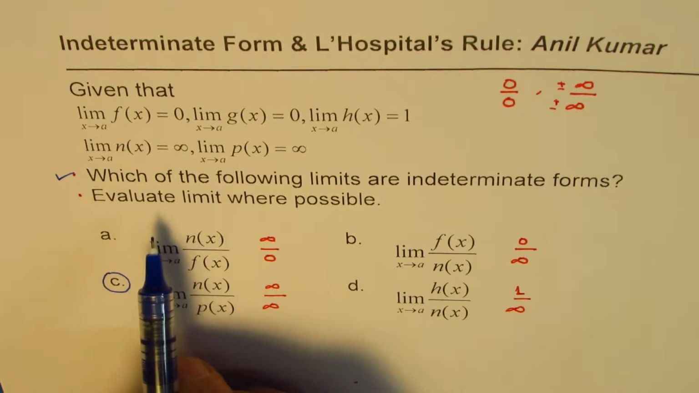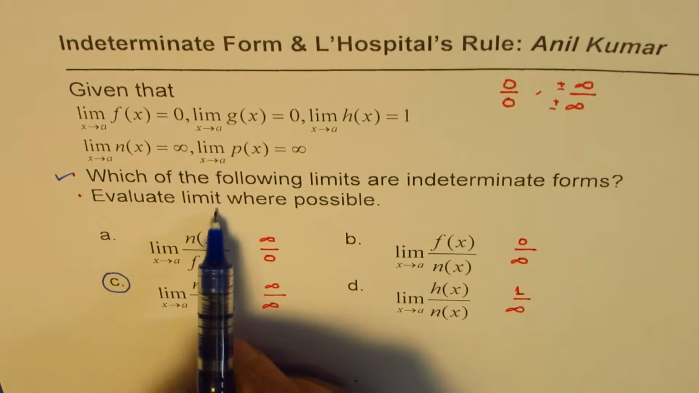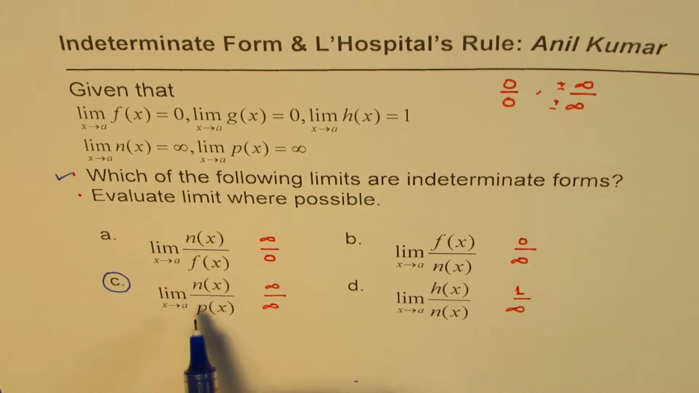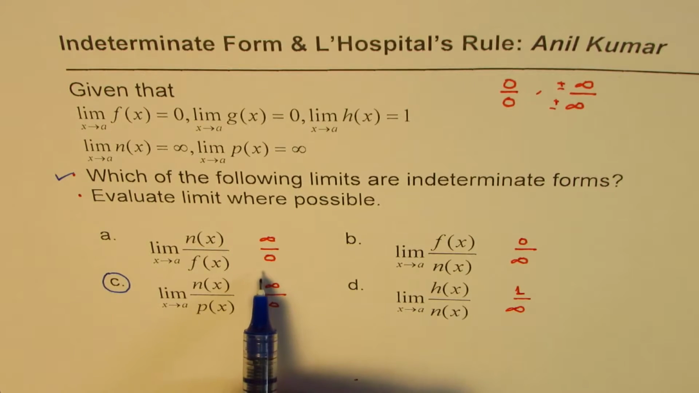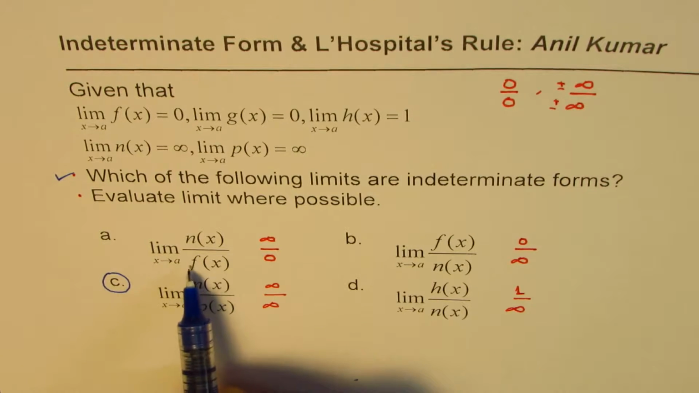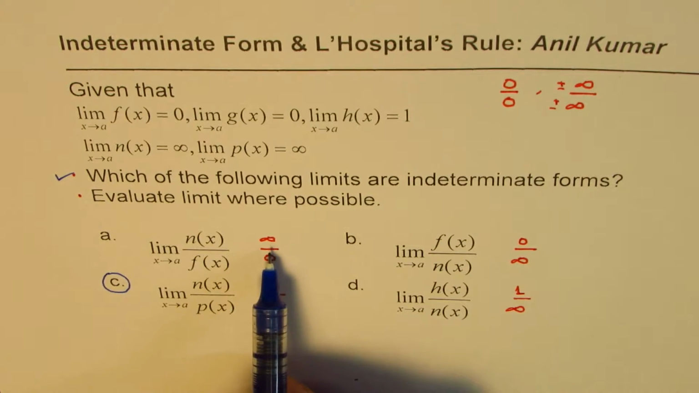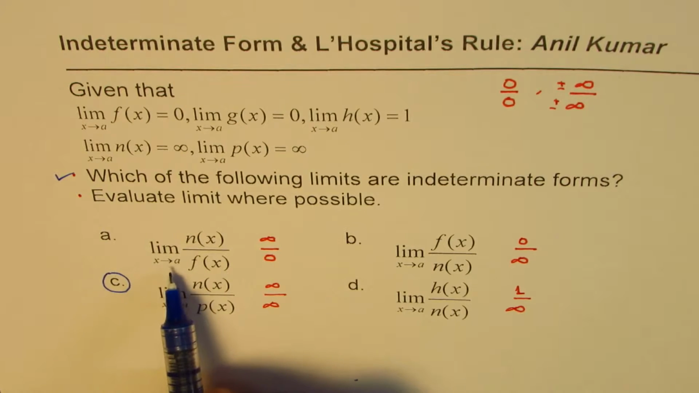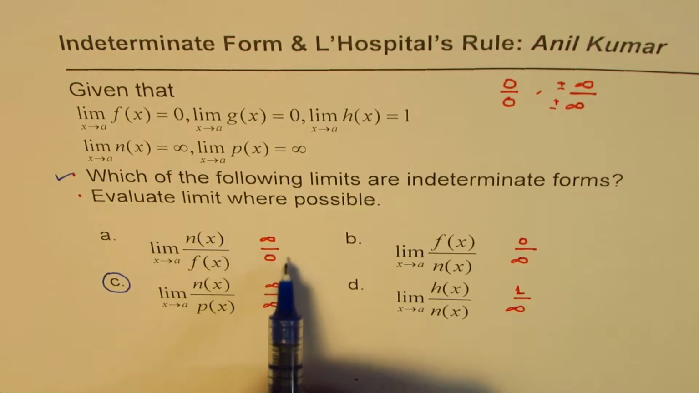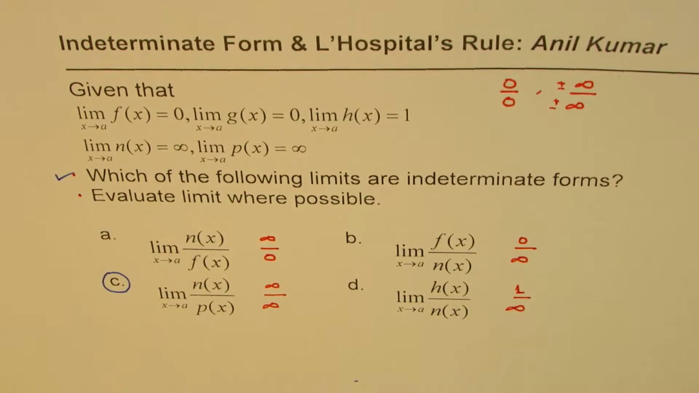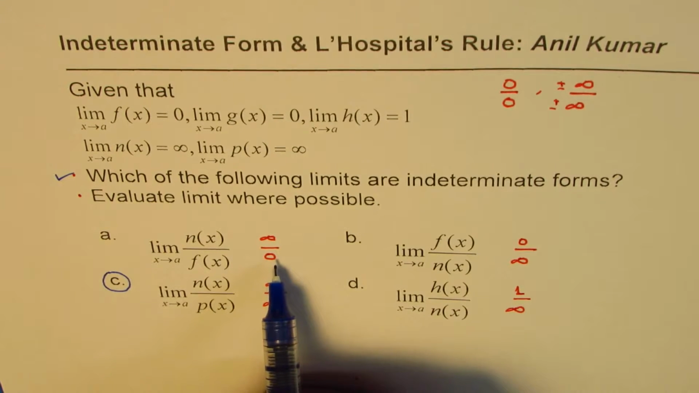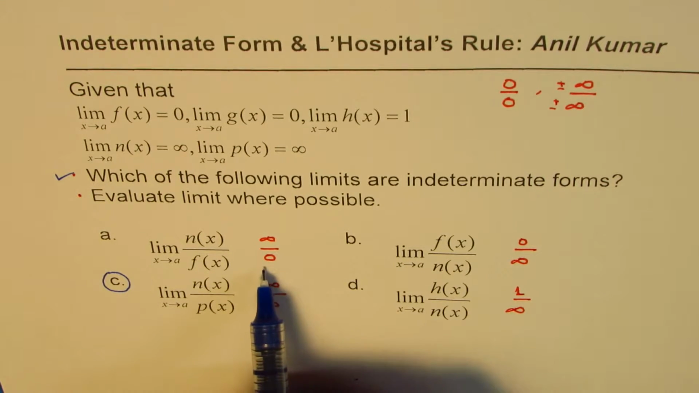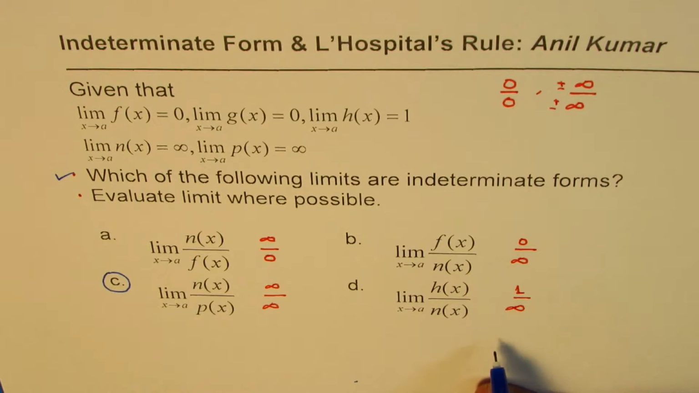Now, for the second part, we are saying evaluate the limit where possible. So if it is not an indeterminate form, we can actually evaluate it. Now, if I have n of x over f of x, and as x approaches a, what kind of limit could we have in this particular example? This is what we have to think, and that is probably a very critical question. So I'll postpone this for some time, and let's answer these ones here.